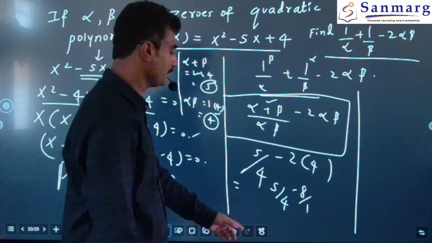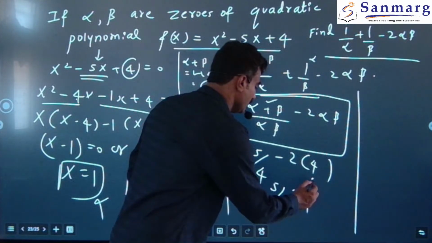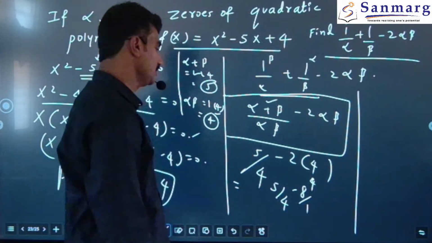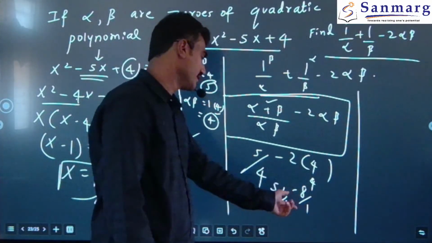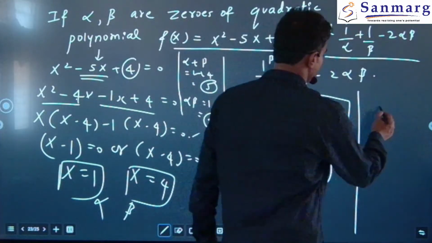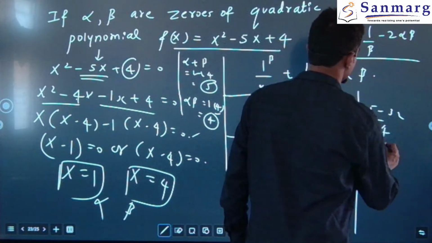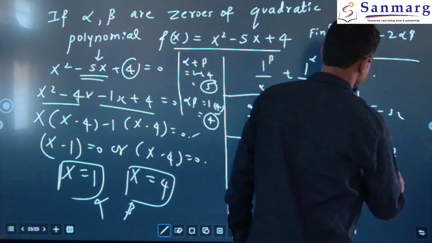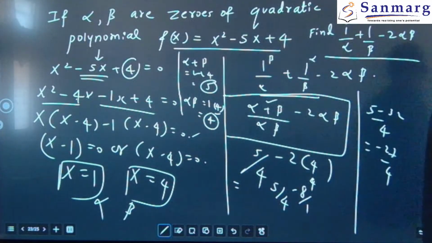Take out the LCM, which is 4. So something like 5 minus 32 by 4. So the final answer is 5 minus 32 by 4, that is minus 27 by 4. That will be the final answer.